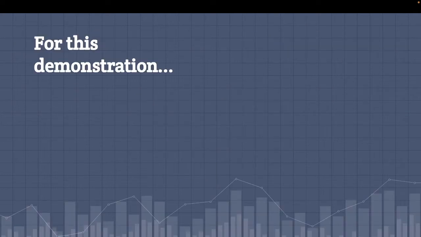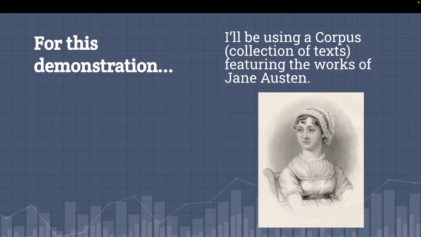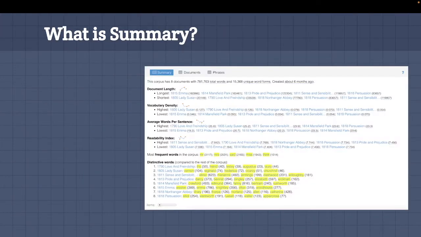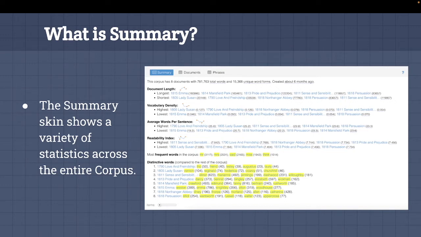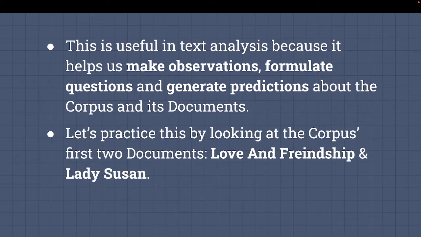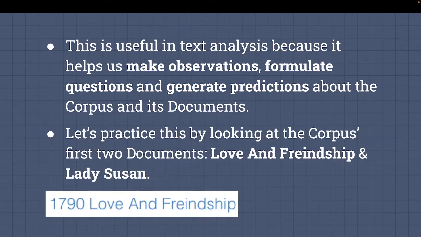For this demonstration, I'll be using a corpus featuring the works of Jane Austen. The summary skin allows for the usage of many collections of text and is most likely compatible with your own choice of corpus. What is summary? The summary skin shows a variety of statistics across the entire corpus. This is useful in text analysis because it helps us make observations, formulate questions, and generate predictions about the corpus and its documents.